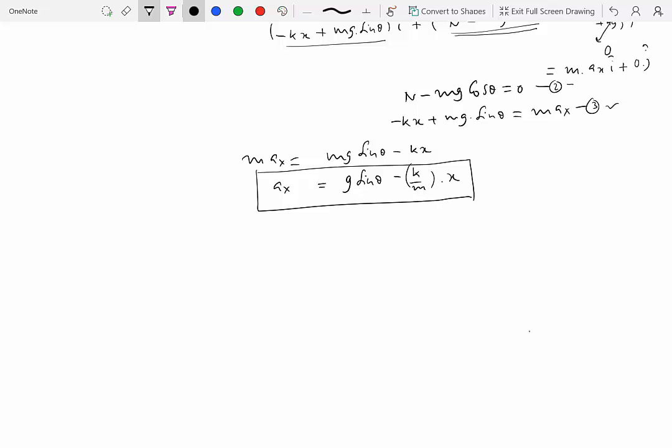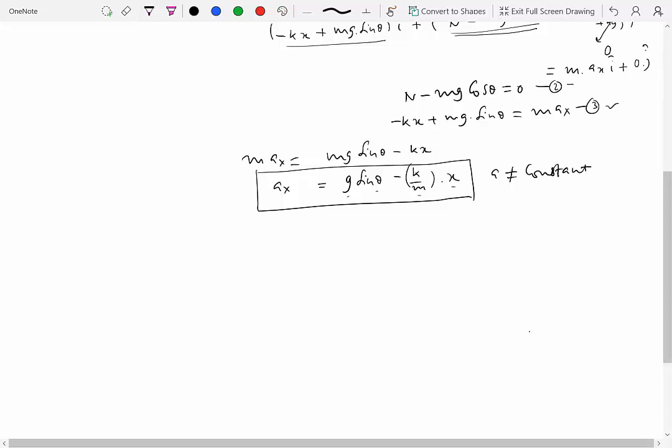So if you look at this acceleration expression, clearly we have a constant component here. g and theta don't change. k and m don't change, but x changes. That means acceleration is not constant, which means that even though you know this acceleration, you can't use one of the Galileo's equations to solve for the distance traveled, right? So what do we do in this case?